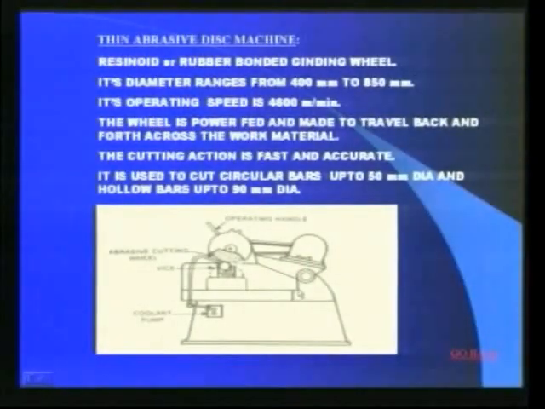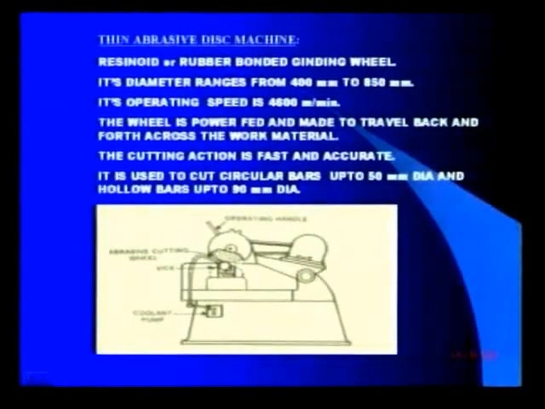Abrasive disc saw machine consists of a thin resinoid or rubber bonded grinding wheel. The wheel diameter ranges from 400 mm to 850 mm and operates at a very high speed of about 4600 meters per minute. The wheel is power fed and made to travel back and forth across the work material. The cutting action is fast and accurate.